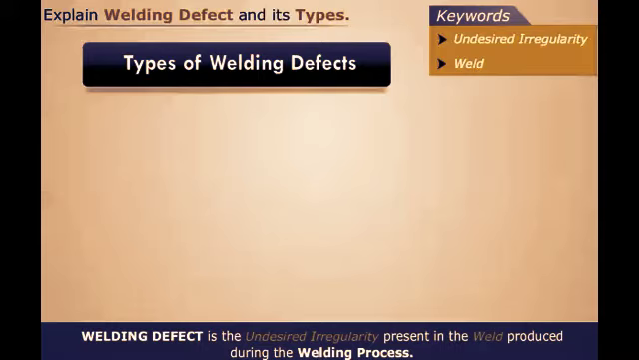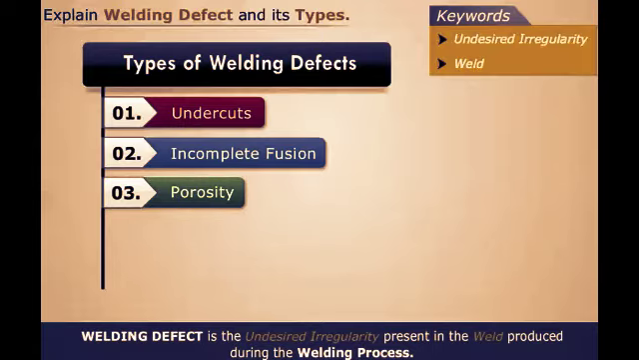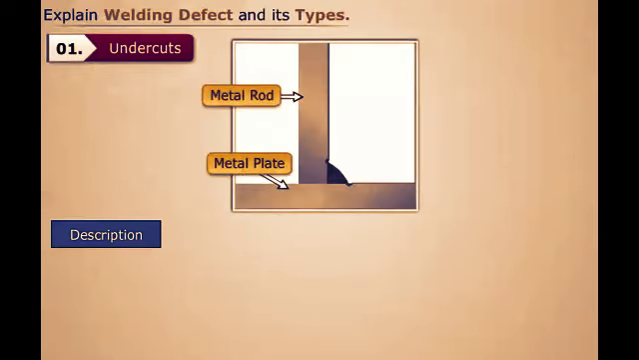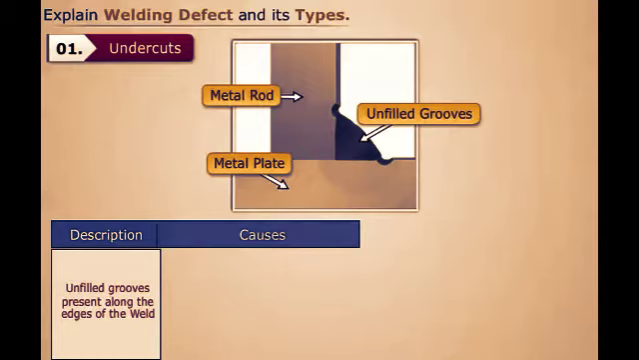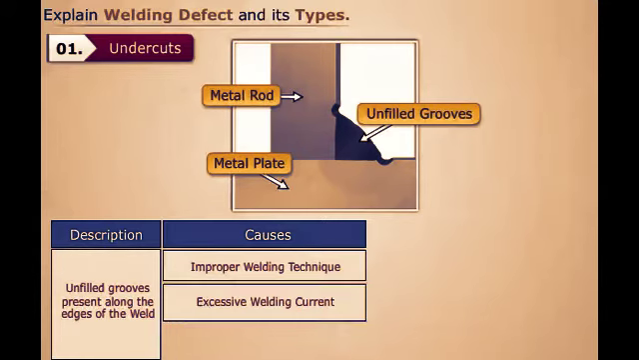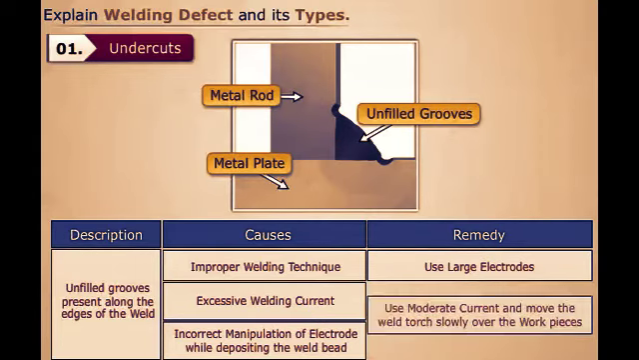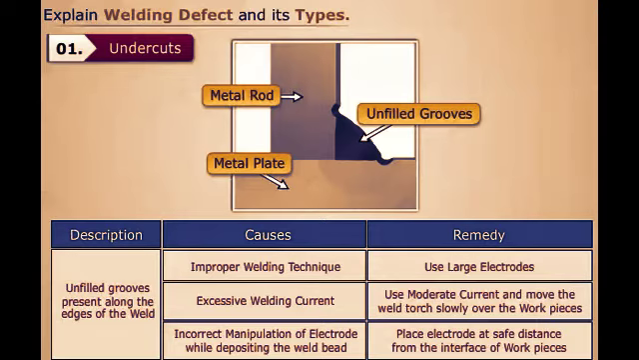The different types of welding defects are undercuts, incomplete fusion, porosity, slag inclusion, and spatter. Undercuts refer to the unfilled grooves present along the edges of the weld. They mainly occur due to improper welding technique, excessive welding current, and incorrect manipulation of the electrode while depositing the weld bead. Undercuts can be avoided by using large electrodes and moderate currents, by moving the weld torch slowly over the metal work pieces, and by placing the electrode at a safe distance from the interface of the work pieces.